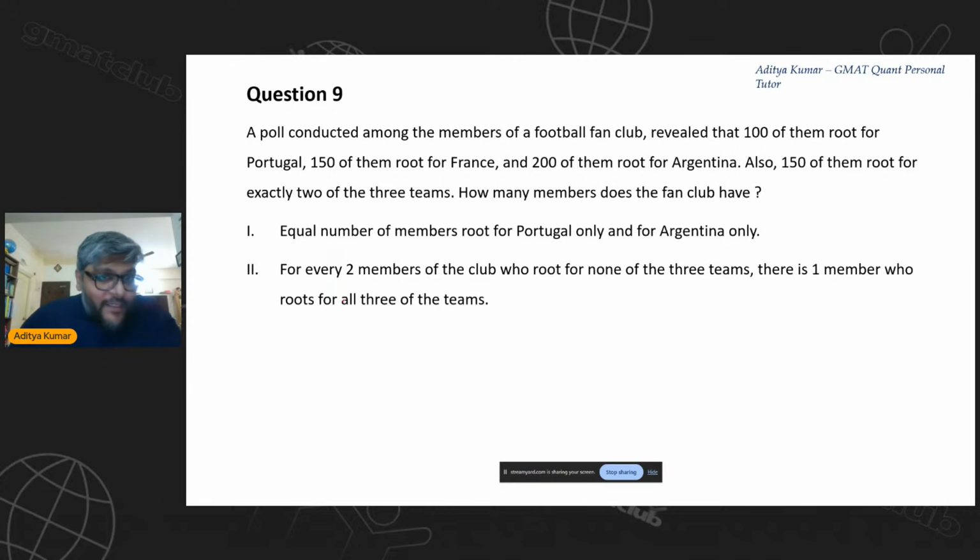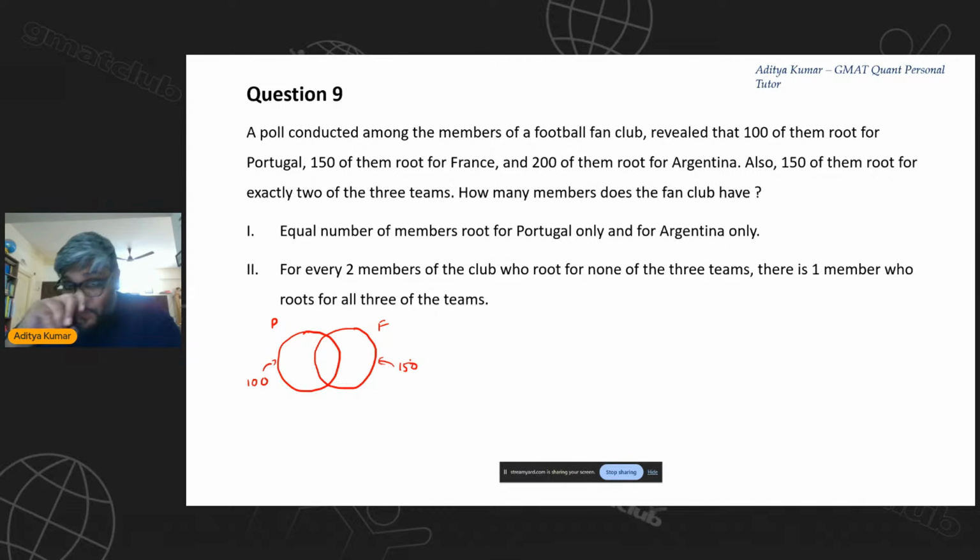A poll conducted among the members of a football fan club revealed that 100 of them root for Portugal. 150 of them root for France. And 200 of them root for Argentina.